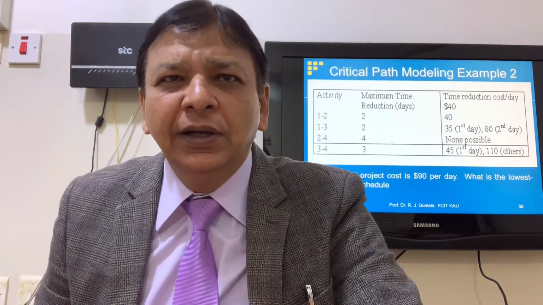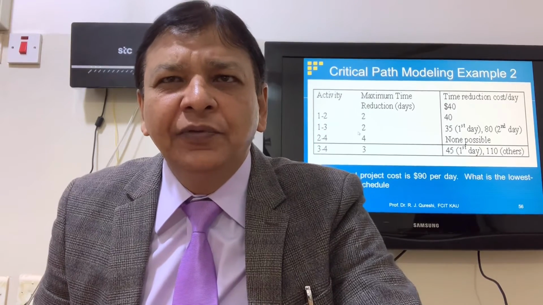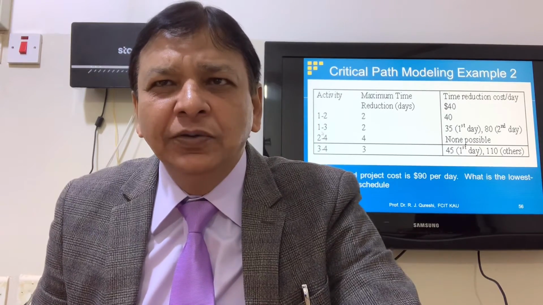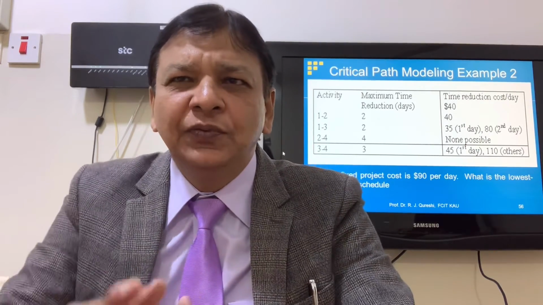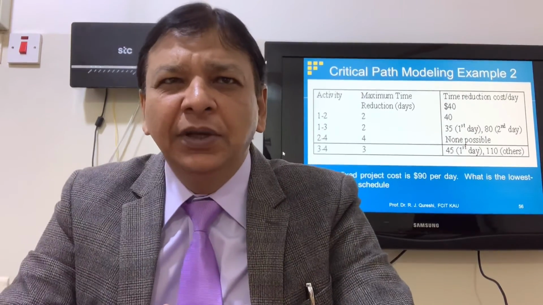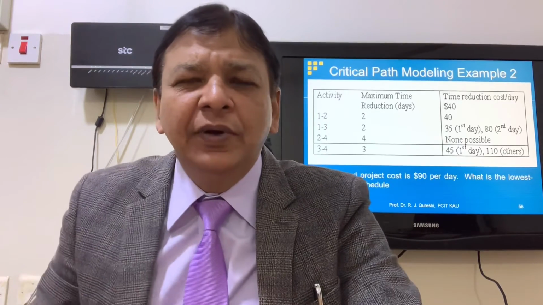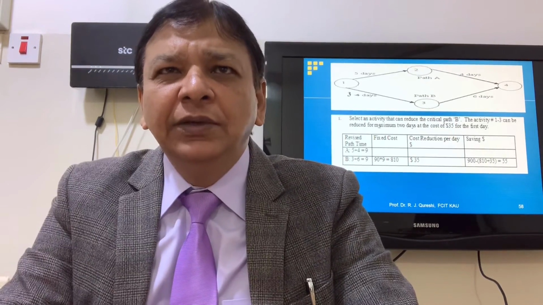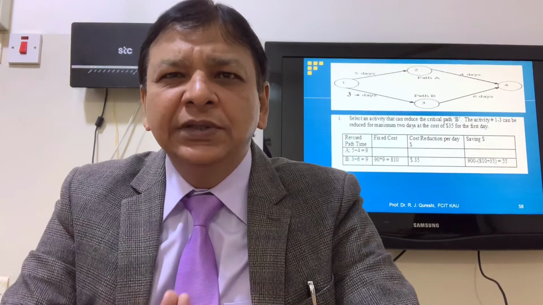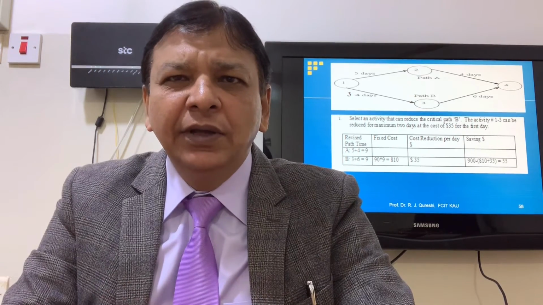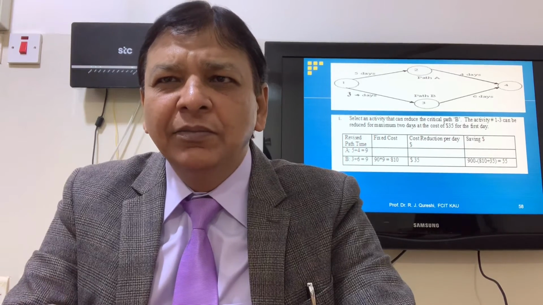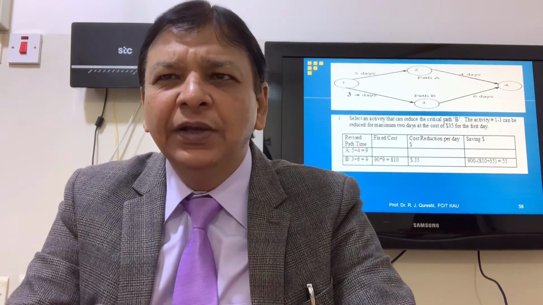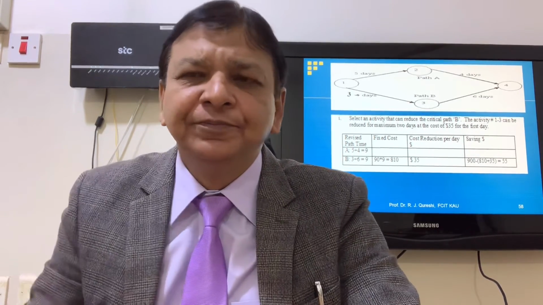Path B is critical, so we'll cut down 1 day from path B. 1 to 3, first day cost is 35. 3 to 4, first day cost is 45. So 35 is economical, so we'll cut down 1 day from 1 to 3. It will become 3. 5 plus 4, 9, 3 plus 6, 9. 90 into 9, 810. Extra cost 35. 900 minus 810 plus 35, so $55 is the saving. Now we'll go to our table.